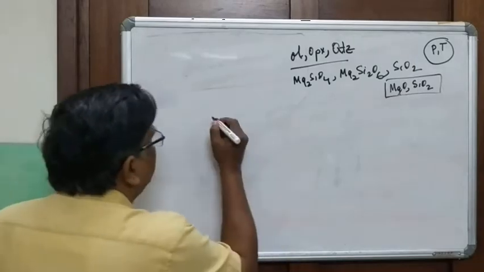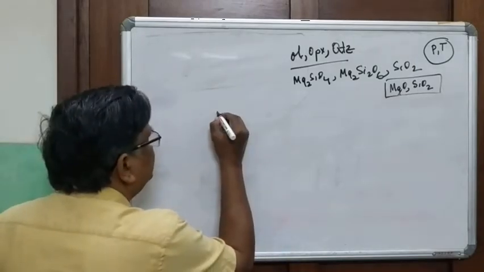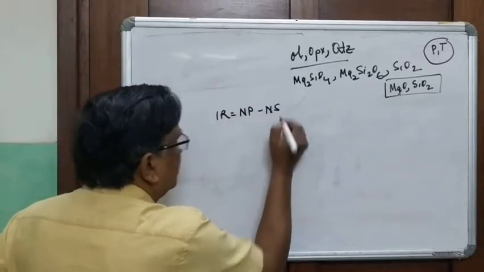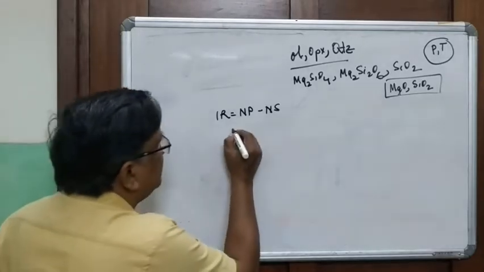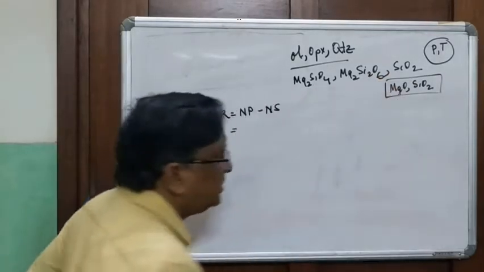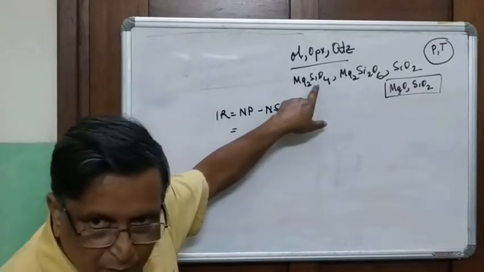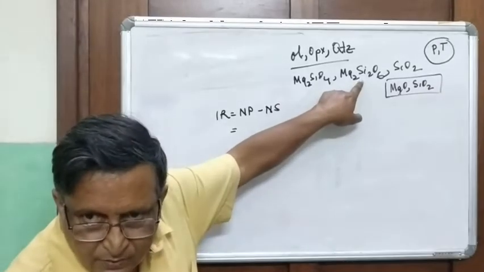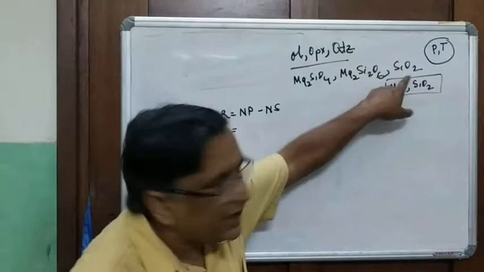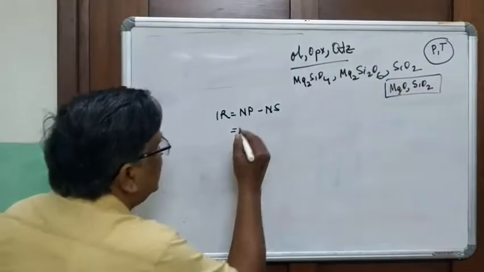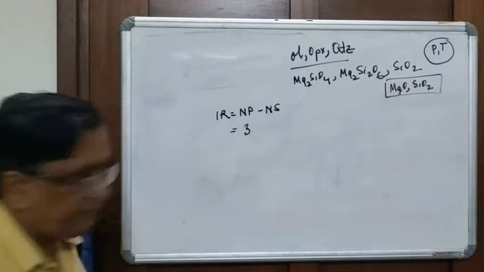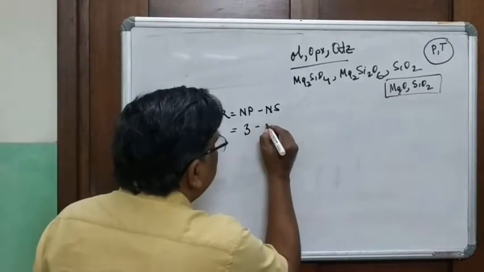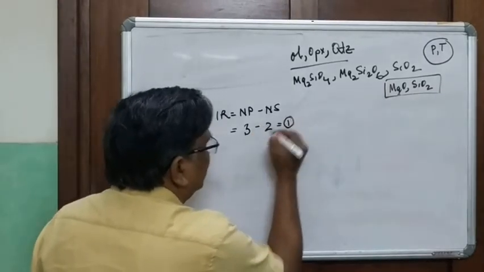Now we come to the number of independent reactions, which is equal to the number of phase components minus the number of system components. So what are the phase components here? 1, 2, 3. Forsterite is a pure phase component, Mg2Si2O6 is a pure phase component, and SiO2 is a phase component. So the number of phase components is 3. What is the number of system components? MgO and SiO2, so 2. Number of independent reactions: 1.